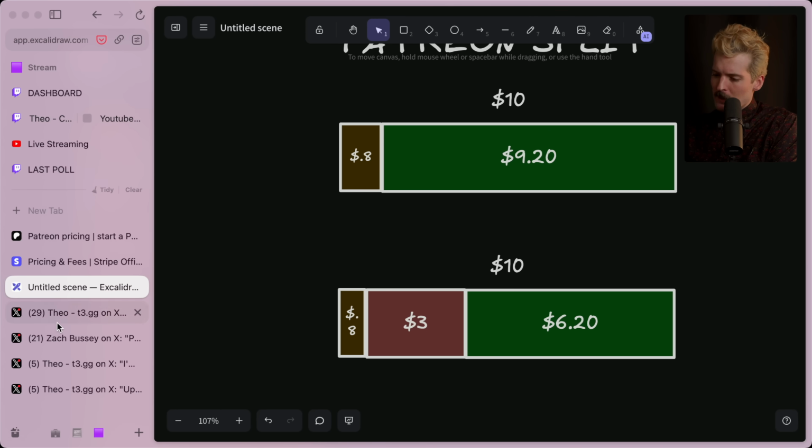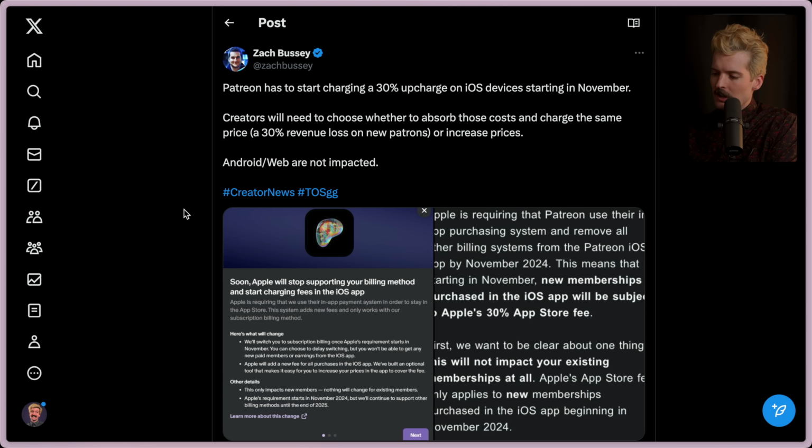The reason we're talking about this right now is because Patreon has historically gotten around this. They had convinced Apple that they were a services company. The same way you would book an Uber, you would subscribe to a creator. And because of that, they were able to get around the fee by not using Apple Pay, just using their own payment processing. But Apple has finally cracked down on Patreon, and the result sucks. Patreon now has to charge the 30% fee. Creators will need to choose whether to absorb the cost and charge the same price or to increase their prices. Android and web are not impacted.